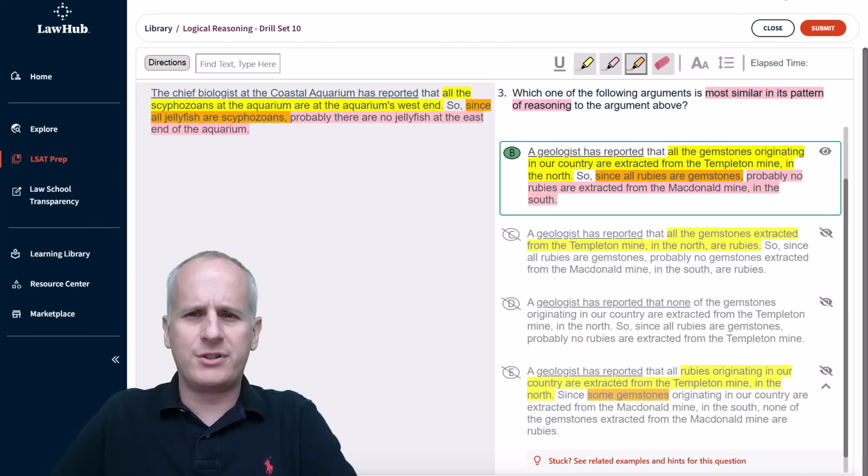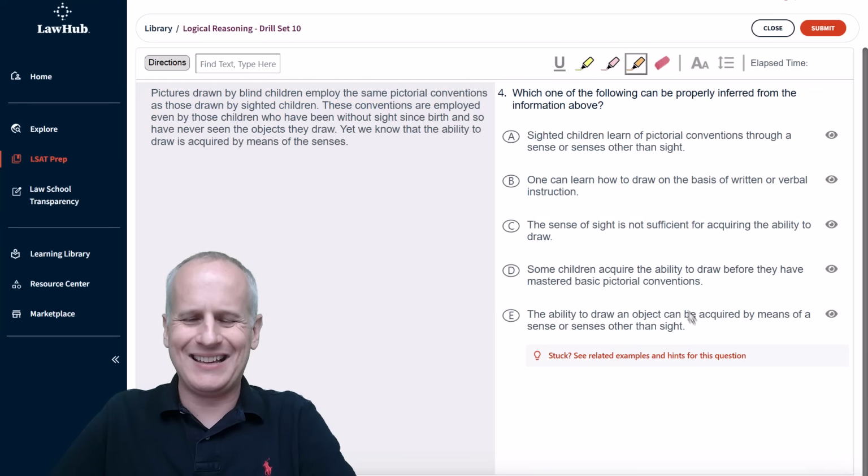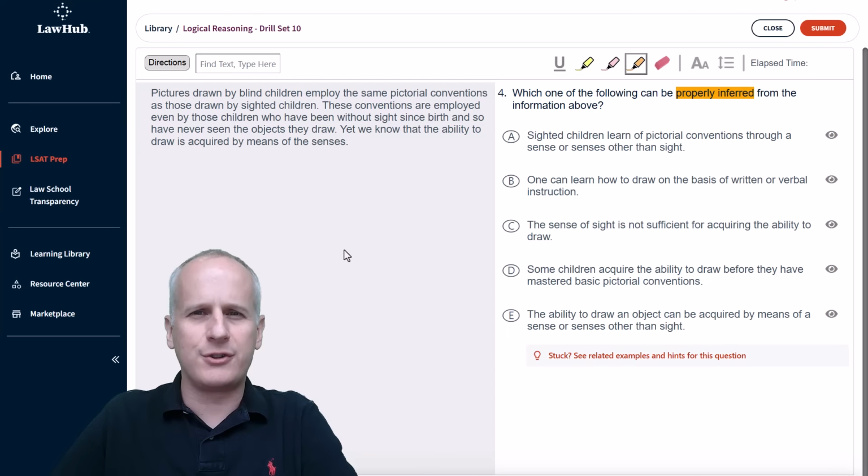Moving on from question 3 of logical reasoning drill set number 10 over at lawhub.lsac.org, you can see we've got a highlight tool ready to go, and we're being asked to find something that could be properly inferred from the information above. So this is our standard inference task. We're going to highlight each of the individual statements on the left in different colors so that we can differentiate them and the terms within them clearly, and then efficiently cross-check the answer choices for specific concepts in the relevantly highlighted piece.